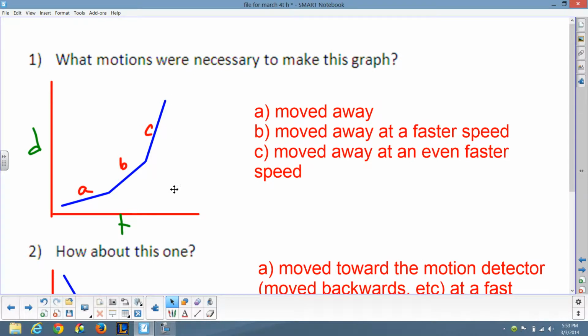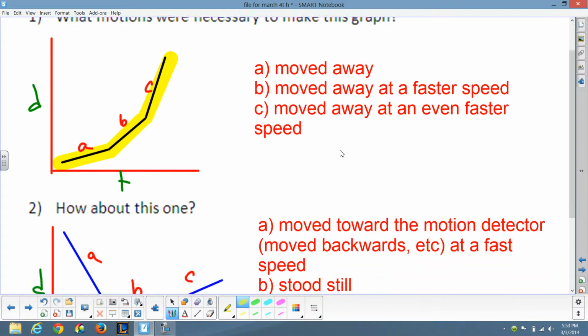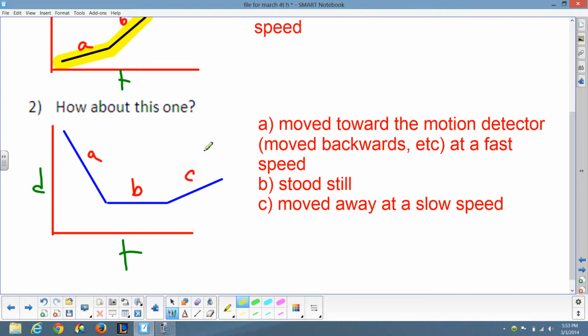Question number 1. What motions were necessary to make this graph? Well, during this one right here, we moved away from our reference object, whatever that was, maybe the motion detector. B, we moved away at a faster speed. And C, we moved away at an even faster speed. Do you notice that my instructions for each step gave both the relative speed and the direction the object was moving?